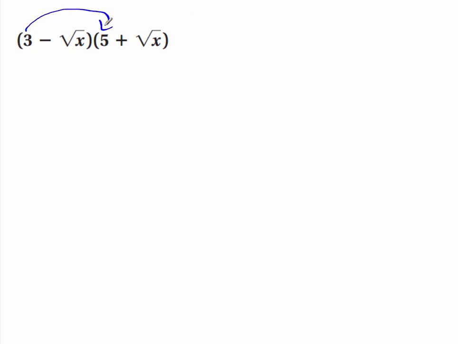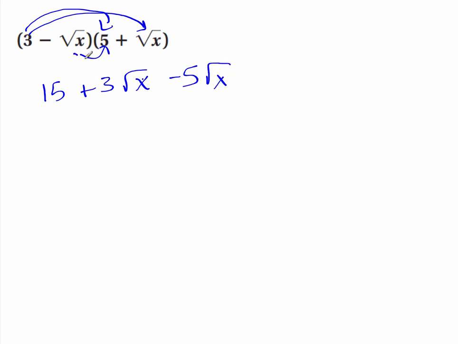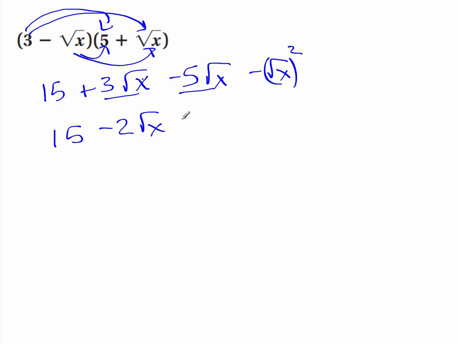So the front, 3 times 5 is 15. Outside, this is plus 3 times the square root of x. Inside, minus 5 square root of x. Last, this is going to be minus the square root of x squared. So this is going to be 15. Collect these. Minus 2 square root of x minus x. Nice. And you're done.